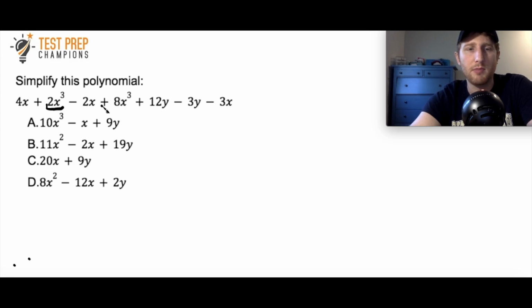Okay, and so basically I've got 2x cubed and 8x cubed. So the sign in front of the x cubed is addition. So what I'm going to do is 2 plus 8, and I'm just going to bring the x to the power of 3 along for the ride. All right, so x to the power of 3 and x cubed are two ways of saying the same thing.